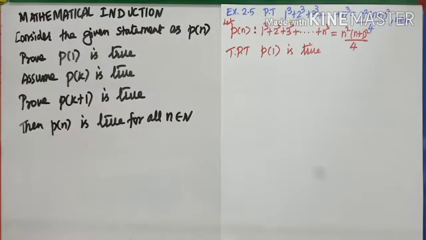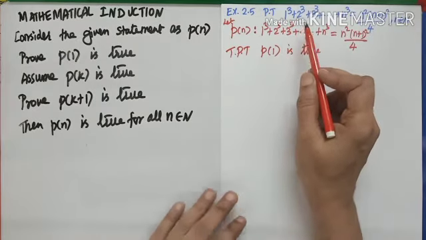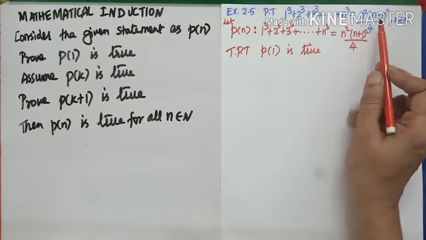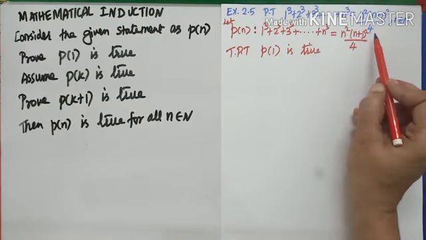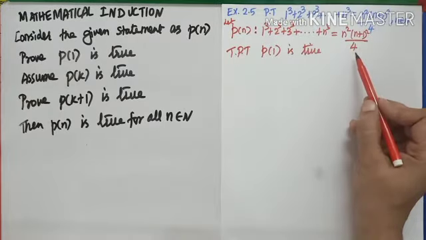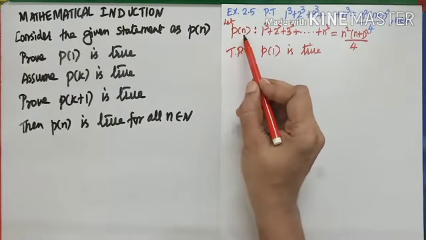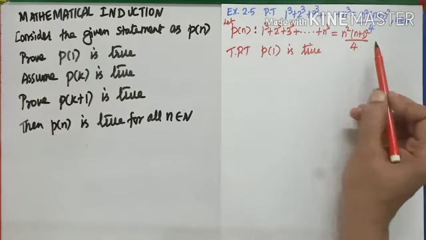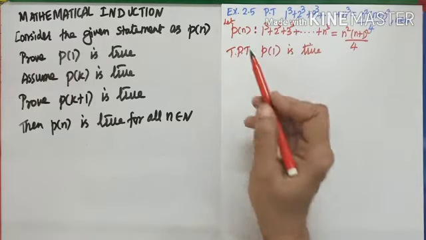Exercise 2.5, question number 1. Prove that 1 cube plus 2 cube and so on up to n cube equals n square into n plus 1 the whole square by 4. Copy the given question as it is as P of n. Put colon, not equal to. The statement, we have assumed the name P of n.